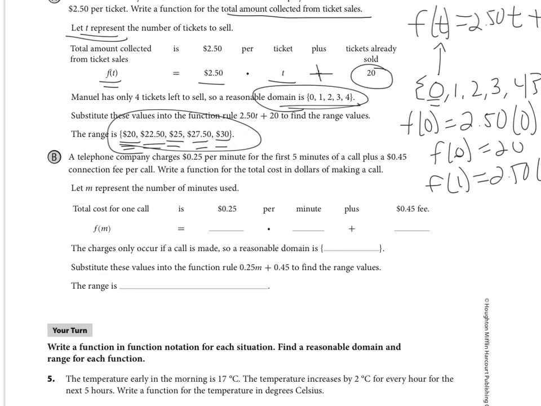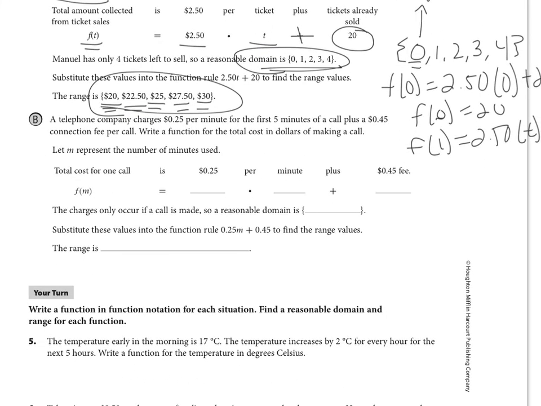All right, let's go down to part B here. A telephone company charges 25 cents per minute for the first 5 minutes of a call, plus 45 cents connection fee. So that connection fee is no matter how long you talk, you got to pay that 45 cents. Let's write a function for the total cost in dollars of making a call. So we're going to let m represent our input. That's our independent variable, and it's going to represent number of minutes in this problem. So f of m equals 0.25 times m plus the fee that we have to pay, that 45 cents, no matter how long we talk.